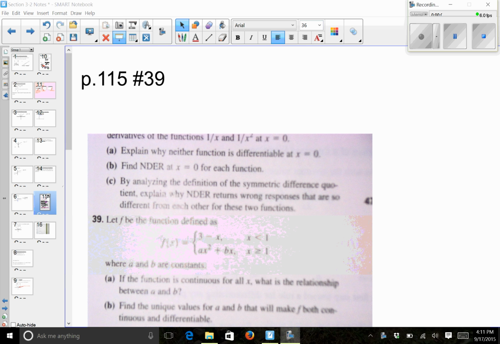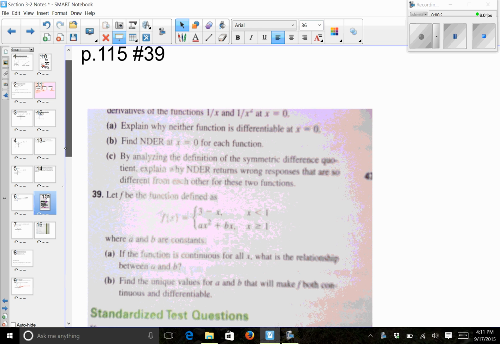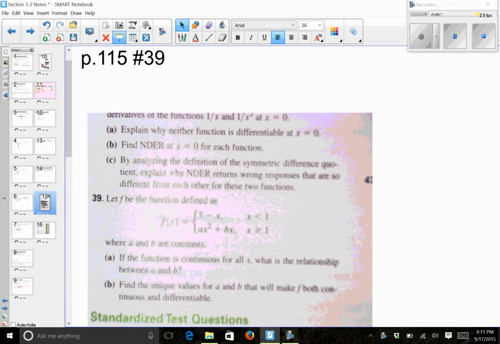All right. In class, we discussed where functions are differentiable. We talked about corners, cusps, vertical tangents, and discontinuities, and why derivatives can't exist at those places. We also talked about how we can use our calculator to estimate numerical derivatives. But to get an idea of how we can tie these together with what we've been doing, I wanted to go through number 39 from page 115.